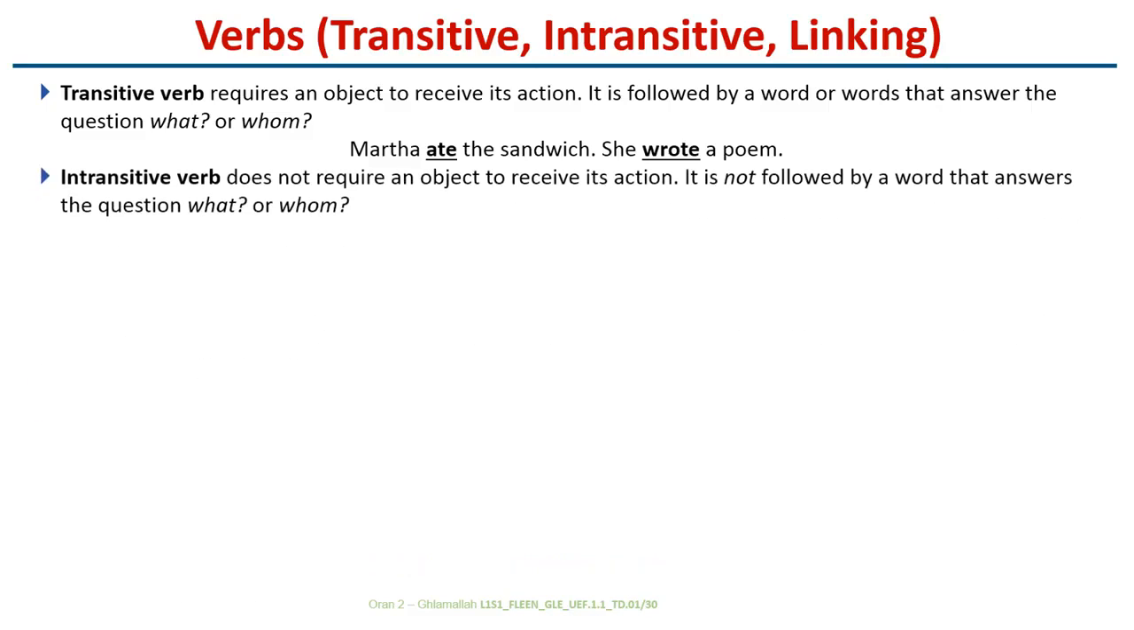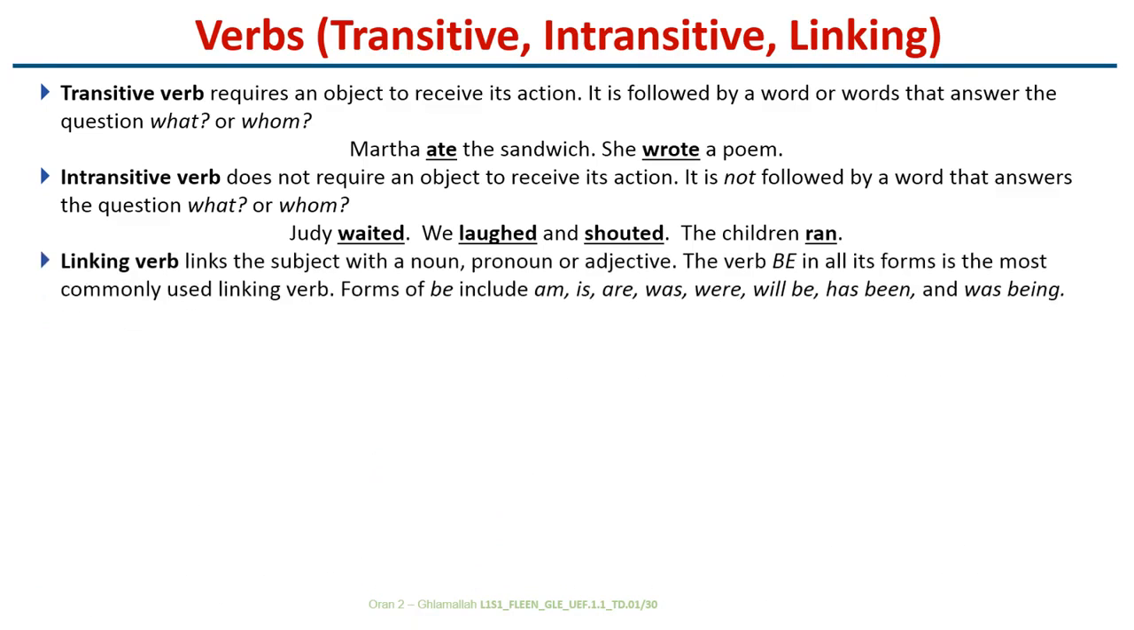An intransitive verb does not require an object to receive its action. An intransitive verb is an action verb that is not followed by a word that answers the question what or whom. Judy waited. We laughed and shouted. The children ran. All these sentences are complete and they do not need an object.